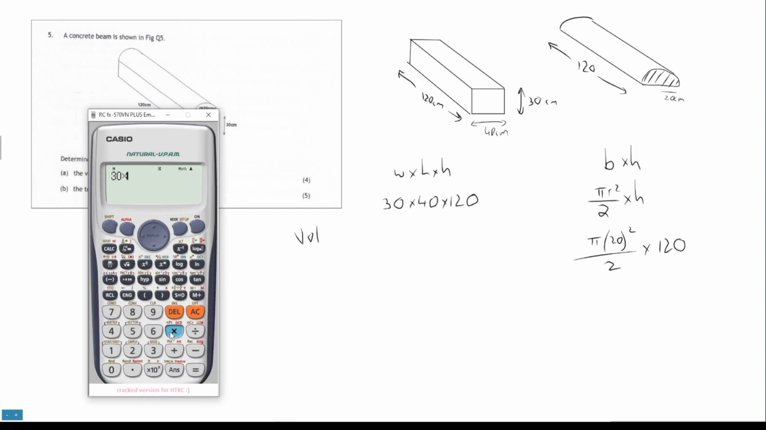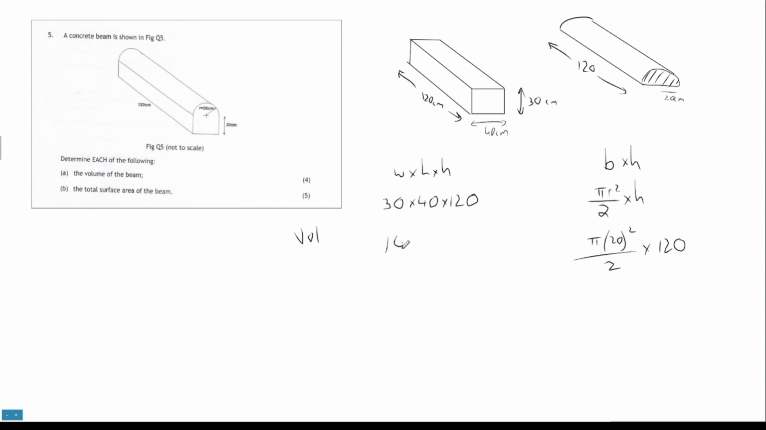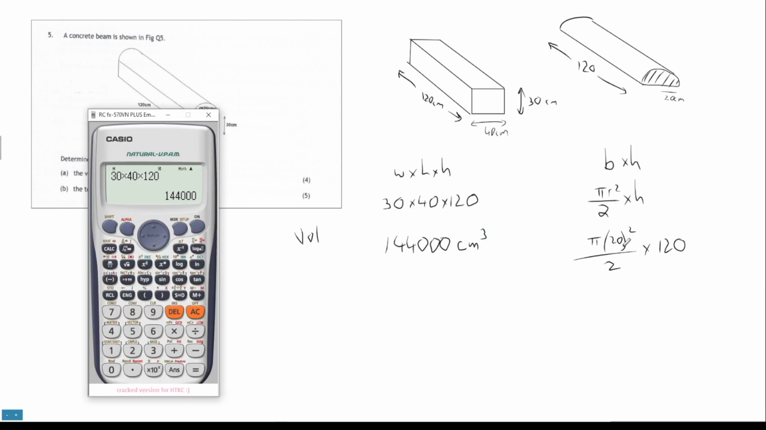So 30 times 40 times 120 for the volume of the box. Really easy. 144,000. Double check that. Yep, centimeters cubed. Easy. And then this one, let's do this square part first because of PEMDAS, BODMAS. So we do the exponents first. Square that. Times it by pi.